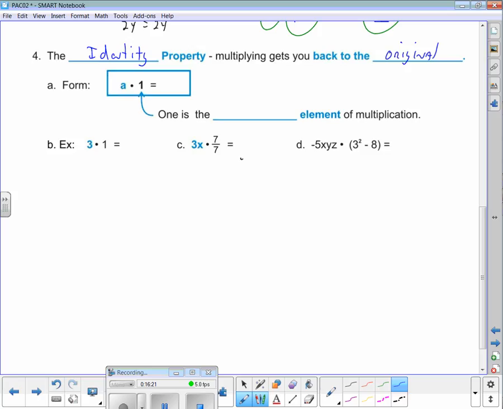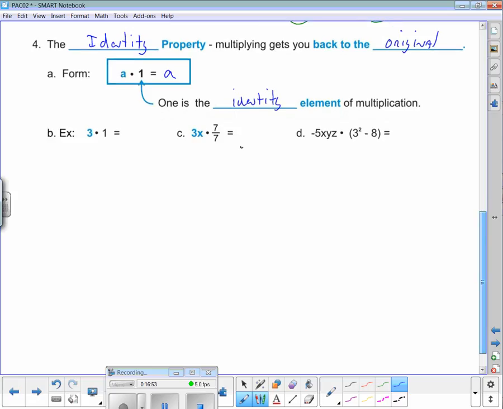All right, so if you look at the example, we have an A, and we need to end up at an A, right? We're back to the original. And we had this with addition. 0 is called the identity element of addition. 1 is the identity element of multiplication. Meaning if you multiply anything by 1, you get back to the original, right? Multiply anything by 1, you're back to the original.